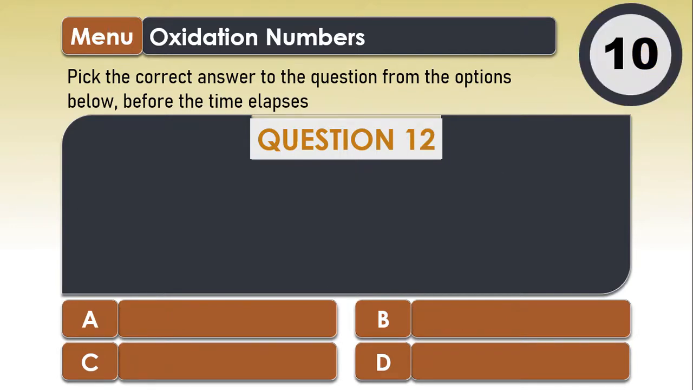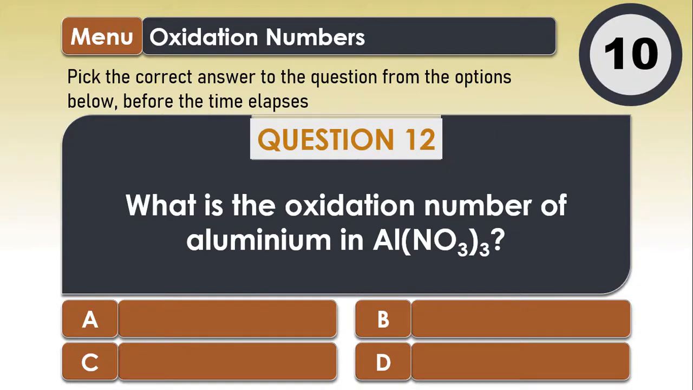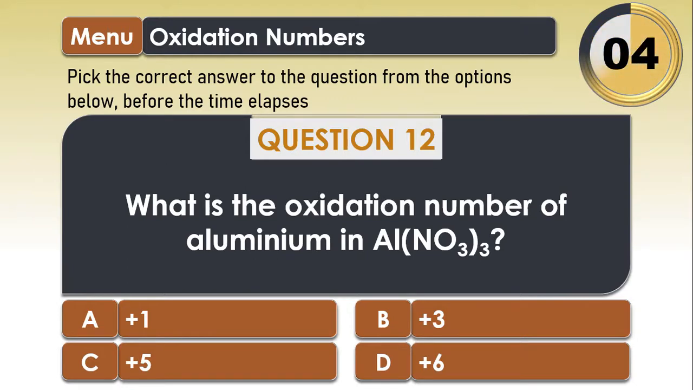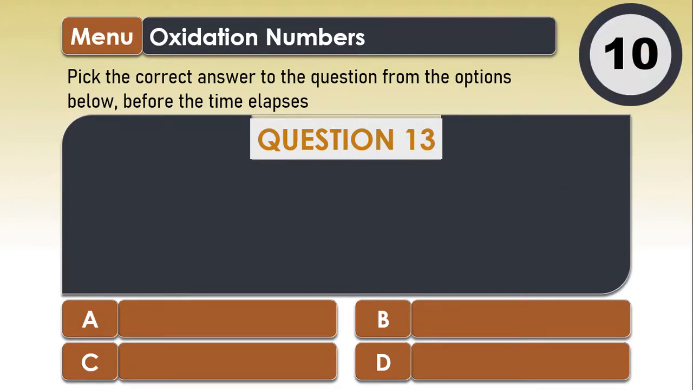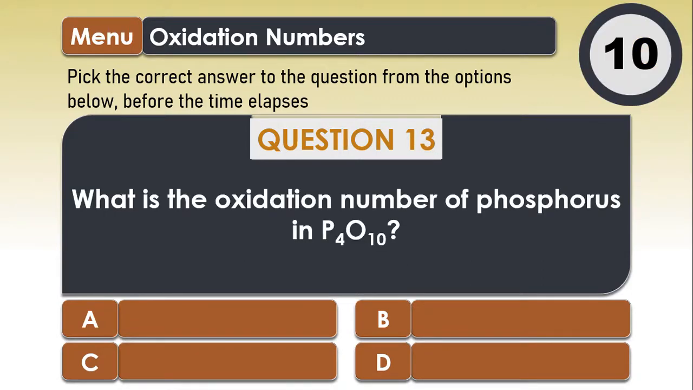Question 12. What is the oxidation number of aluminium in Al(NO3)3? A, +1, B, +3, C, +5, and D, +6. Question 13. What is the oxidation number of phosphorus in P4O10? A, -3, B, -5, C, +5, and D, +3.